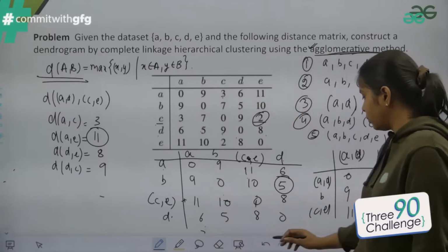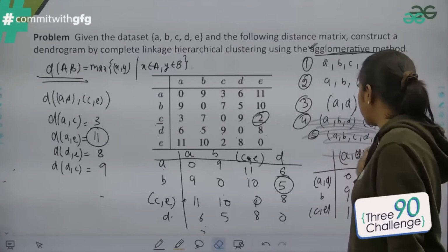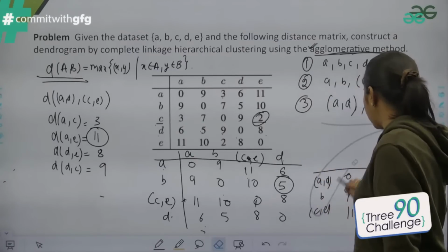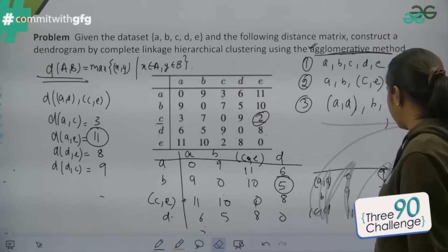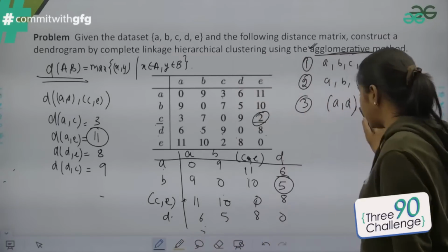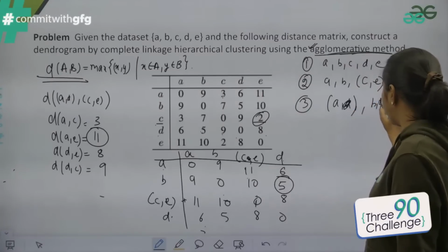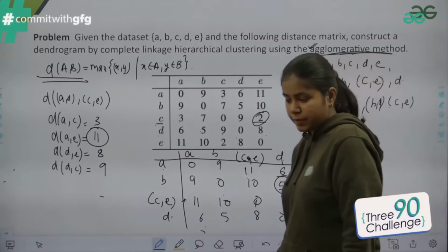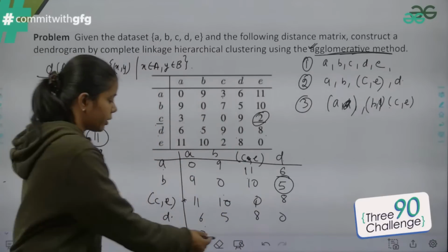So just do these all calculations correctly, otherwise all these further steps would get wrong, right? So this cluster, instead of AD, it would become B comma D, right? I hope you understand the method. That's how you have to work on it.